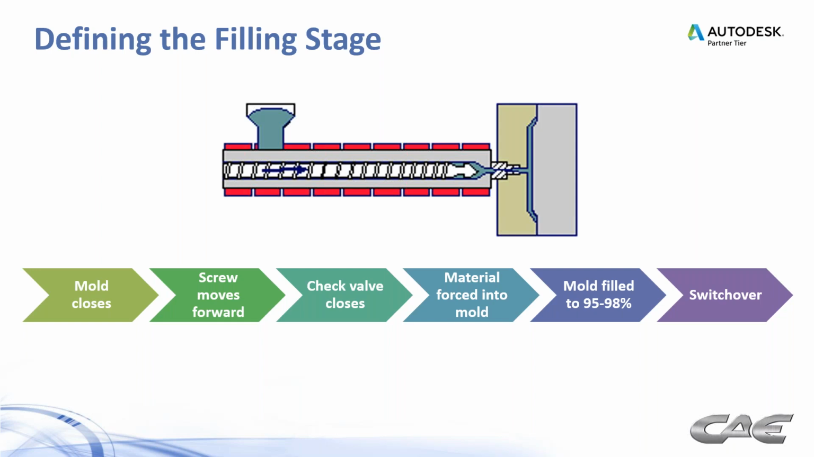We keep filling until the mold's filled about 95 to 98%. And then we stop at that point and we switch over to packing control. So we start with velocity control and then we switch over to packing. And we won't discuss packing today. It's going to be strictly limited to the first stage of filling. We'll talk about packing in our next webinar.